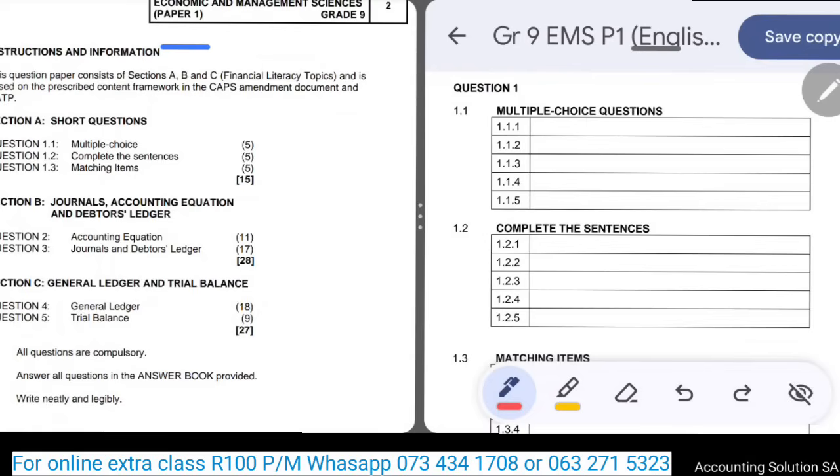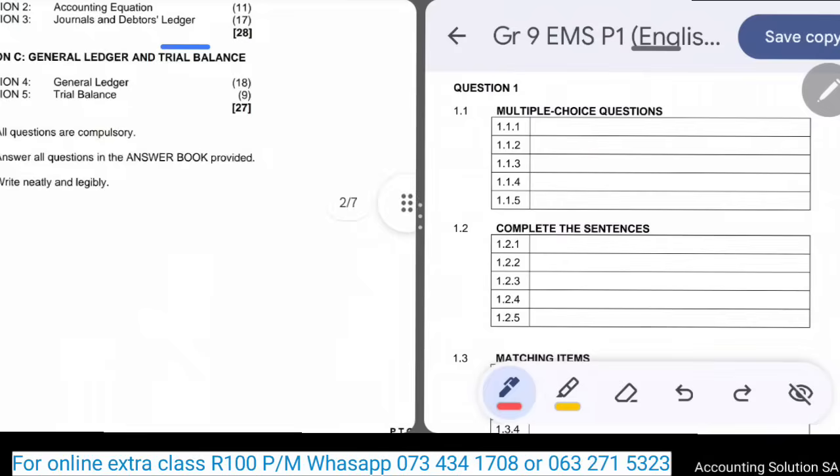It is going to be your paper 1. Your section A is going to be multiple choice, true or false, matching column A and column B, and completing the sentence, and it will contain 15 marks. In section B, you have to learn accounting equation, journals and debtors ledger for 28 marks. And section C, general ledger and trial balance. Once you do all that we are going to do in this video, guys, you are going to pass with good marks. Okay, let's start with our section A.